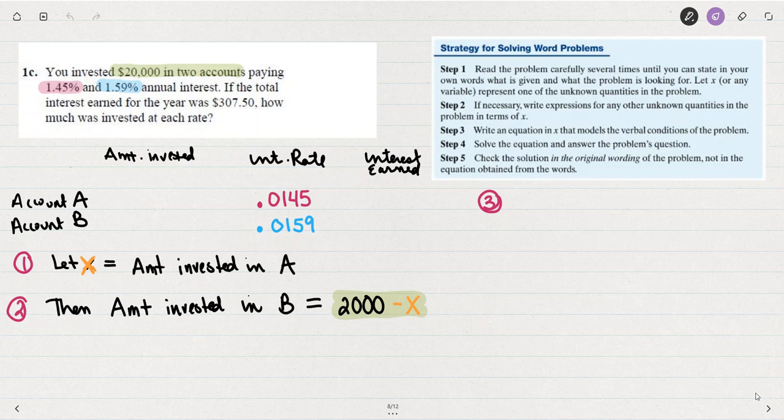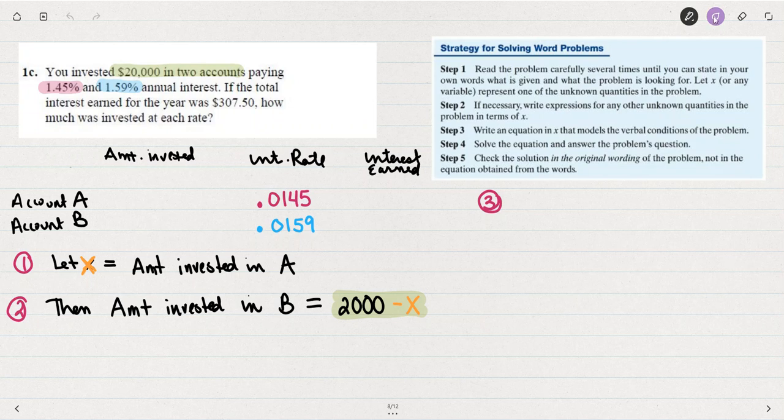All right, let's look at one more case with an investment. We've got $20,000 to invest between two different accounts. One pays 1.45% interest, the other 1.59% interest. The total interest earned is going to be $307.50. So how much is invested in each rate?